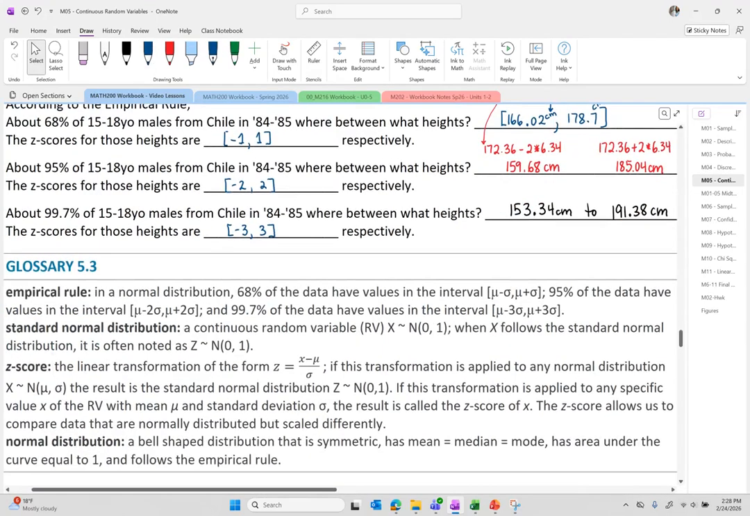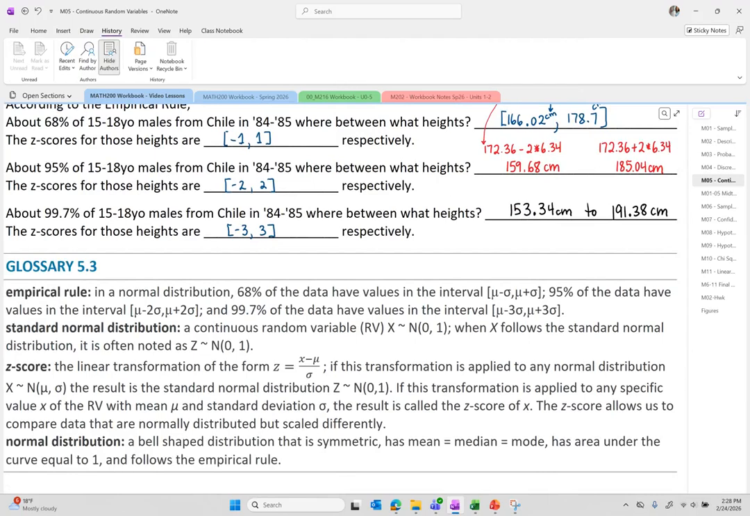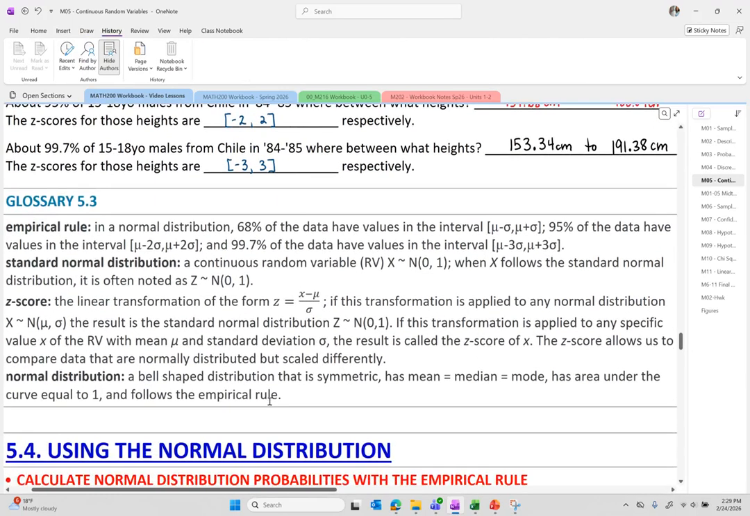Reminder for the glossary of this section, we talked about the empirical rule, also called the 68, 95, 99.7% rule, the standard normal distribution, which is the distribution of the z-scores. What is the z-score? You have the formula given to you in the midterm, so you don't need to memorize it. If you don't remember it, just reference the sheet. And what is the normal distribution? We will be using the normal distribution very often in the rest of the course, so you need to familiarize yourself with it.